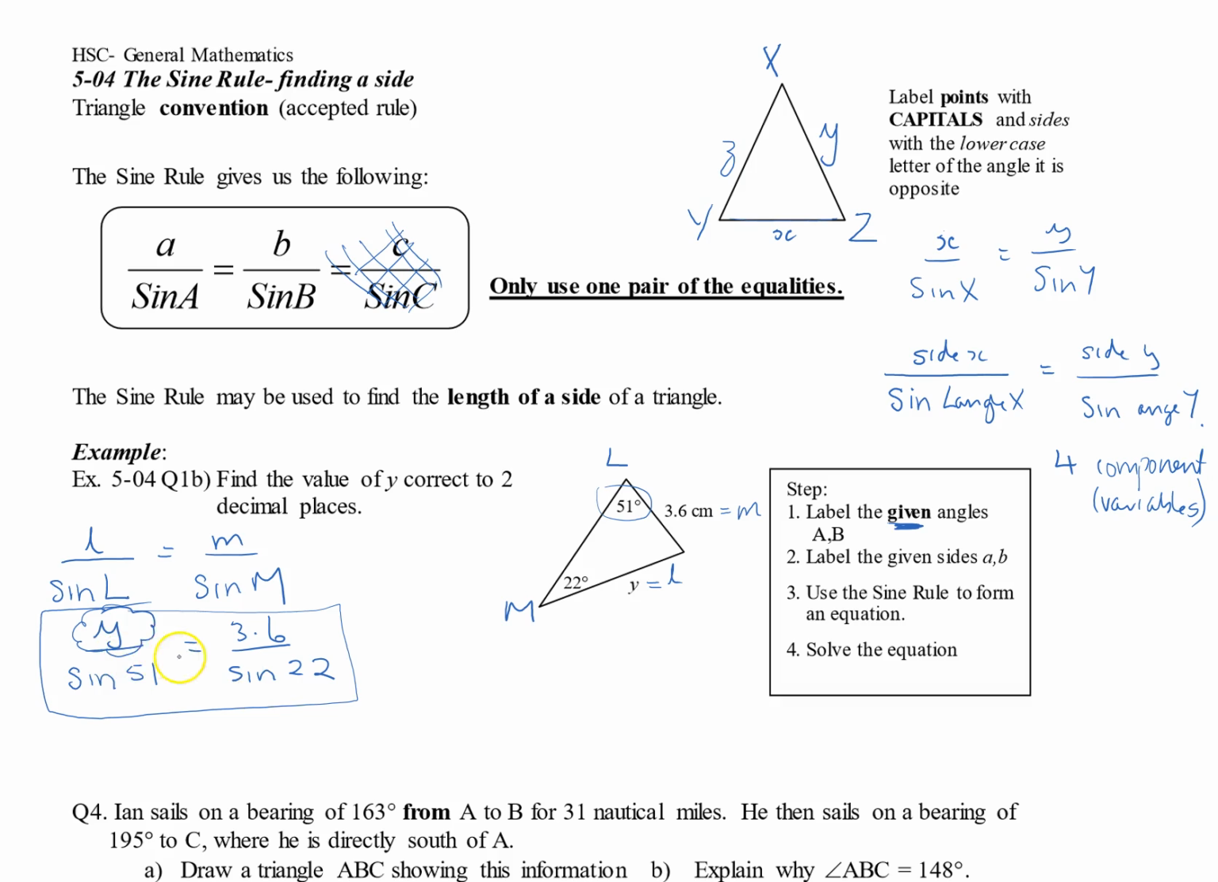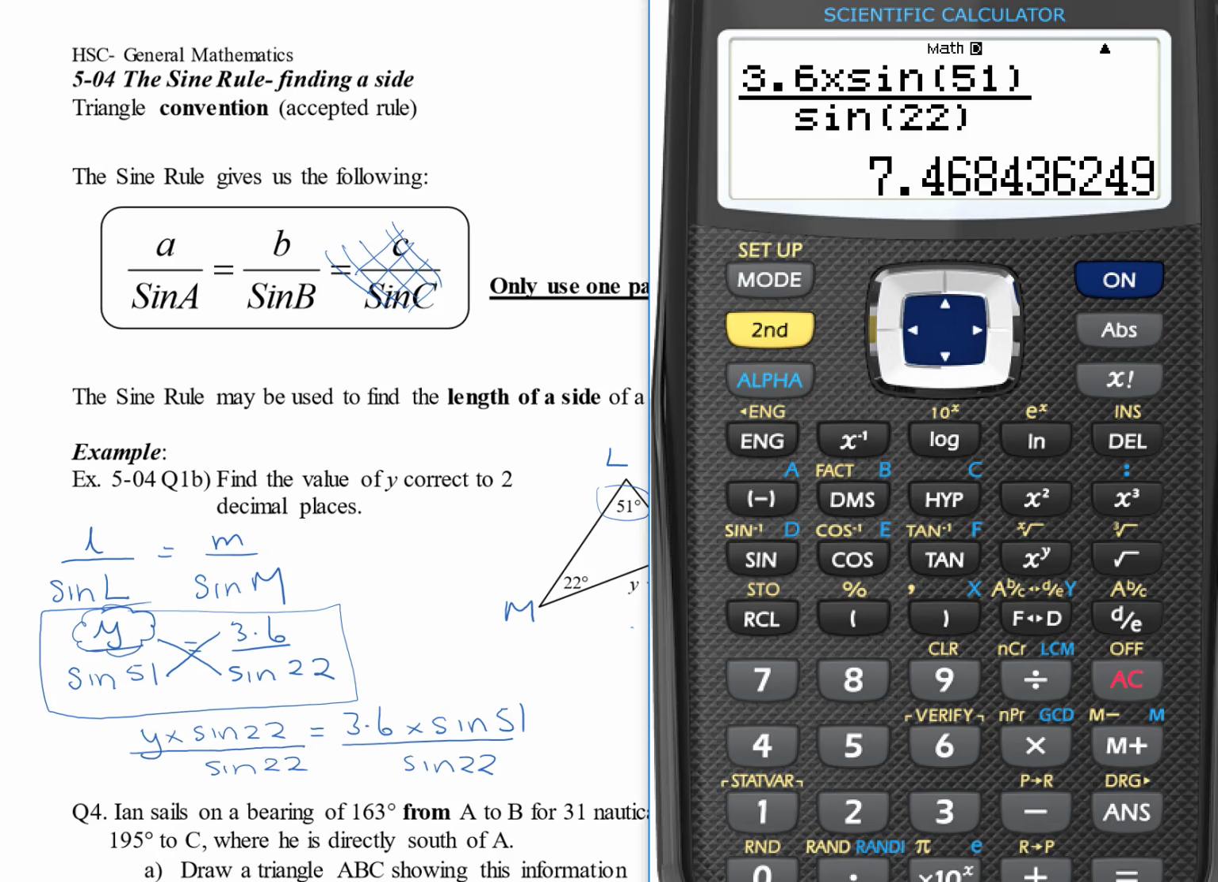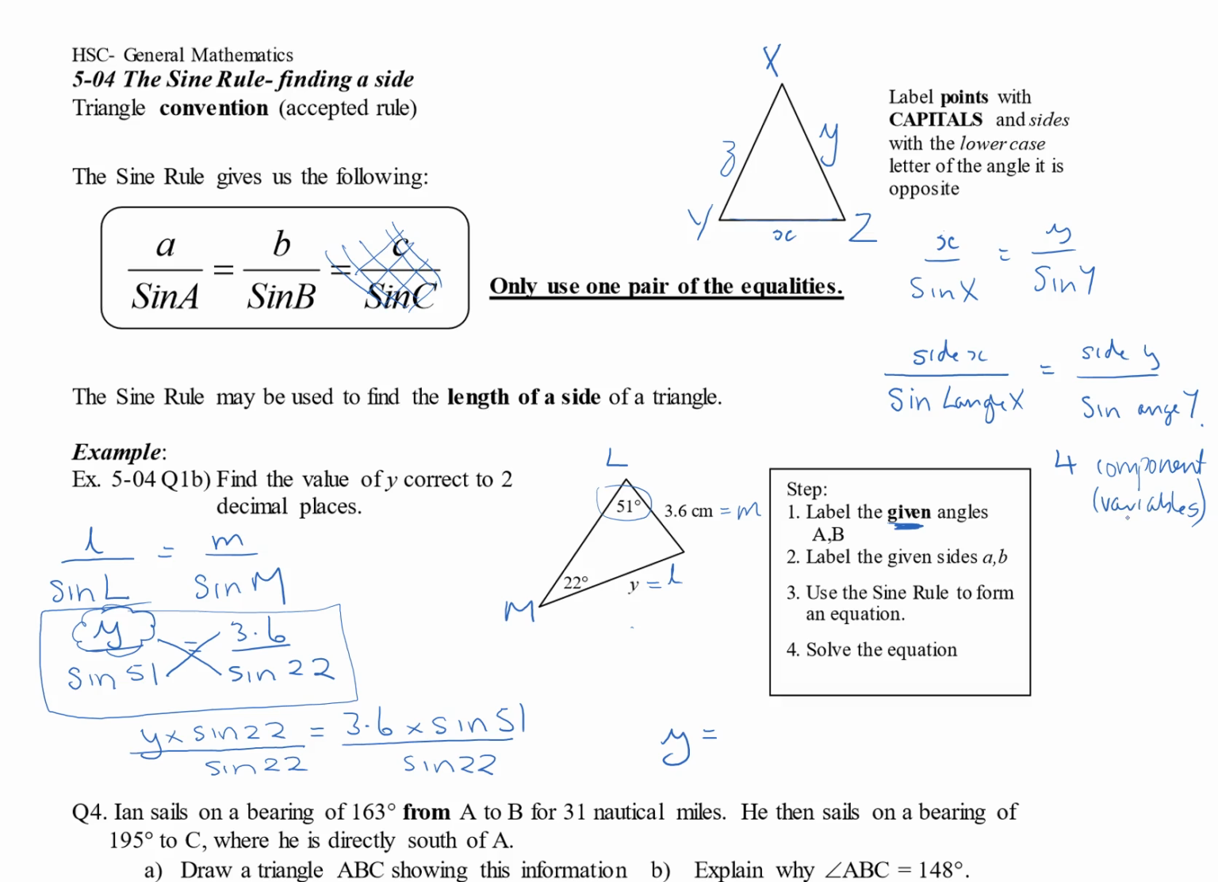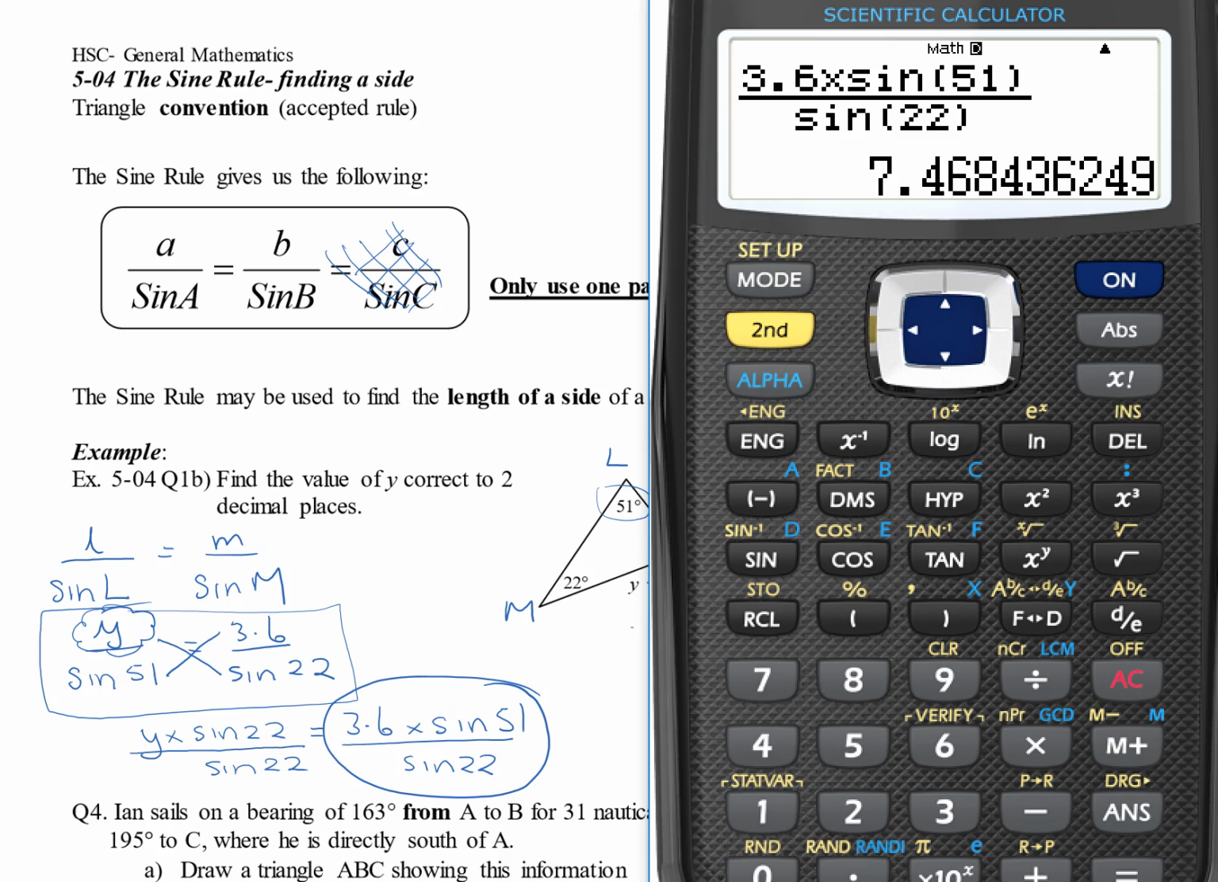Now, some of you will know that to solve, you cross multiply. When you do that, you create y times sine 22 is 3.6 times sine 51. We want to find y, correct to 2 decimal places. Divide both sides by sine of 22 because we want the y by itself. Now you can see that I've used the new calculator with the fraction button facility, and what I've written here is exactly the same as what appears on the calculator.